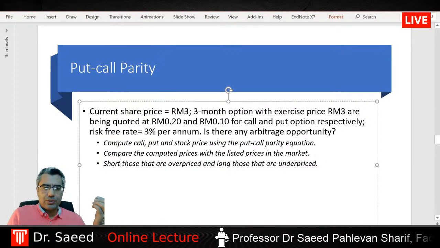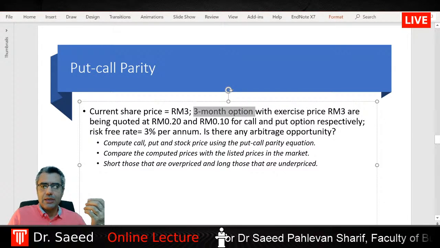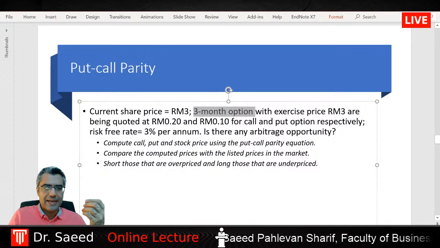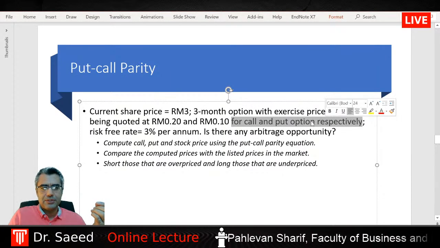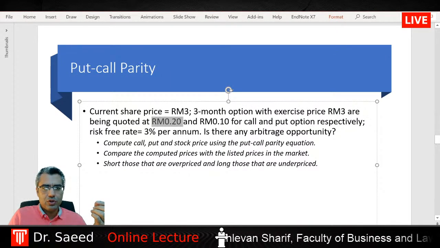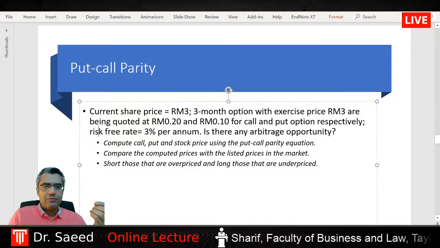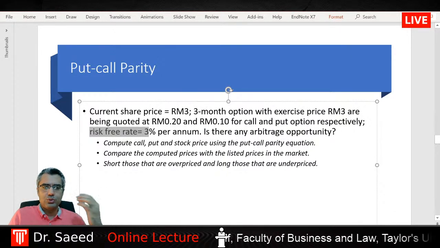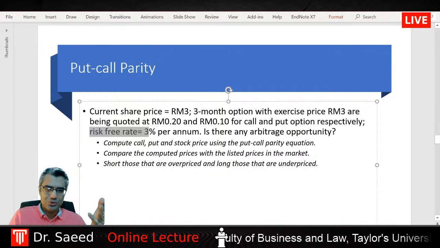So this is a question. Current share price is 3 ringgit. 3-month options with exercise price of 3 ringgit are being quoted at 20 cent and 10 cent for call and put option respectively. So this is the price of call, this is the price of put. And you have the risk-free rate, and now we want to know whether there is an arbitrage opportunity. So how to answer this question?